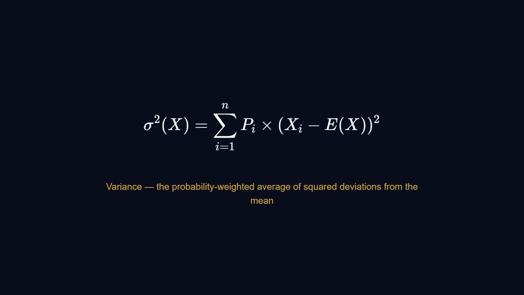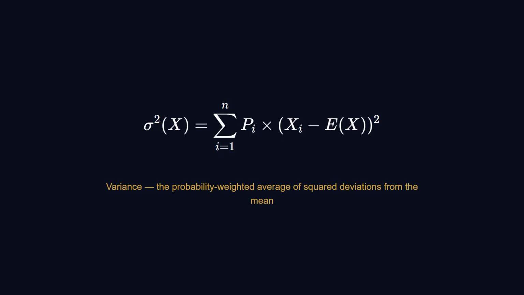Variance of X equals the sum of each probability times the squared deviation from the mean. P1 times (x1 minus E of X) squared plus P2 times (x2 minus E of X) squared, and so on. Why do we square? Because deviations above and below the mean would cancel out if we just added them. Squaring makes everything positive, so the cancellation cannot happen.